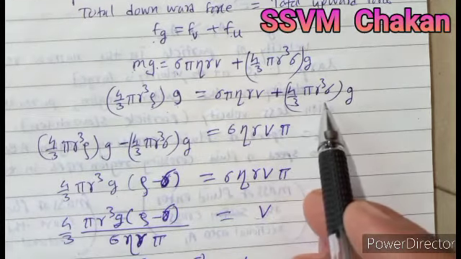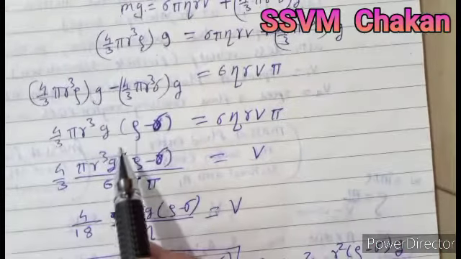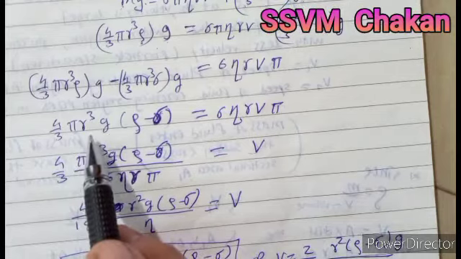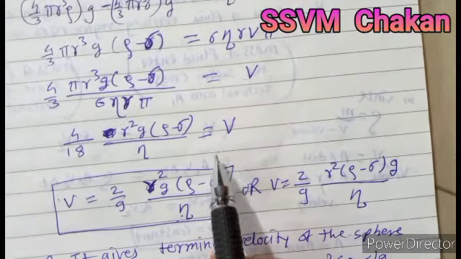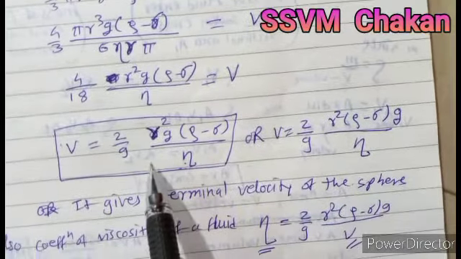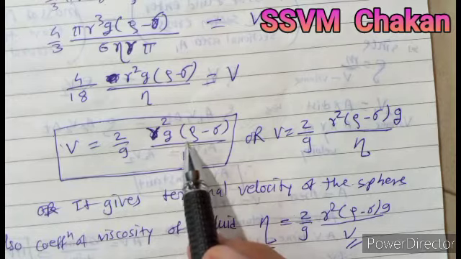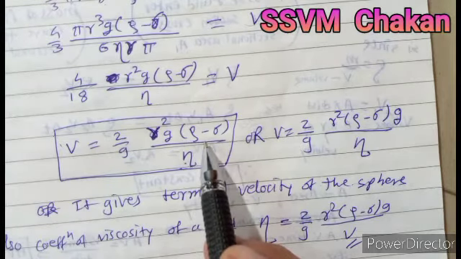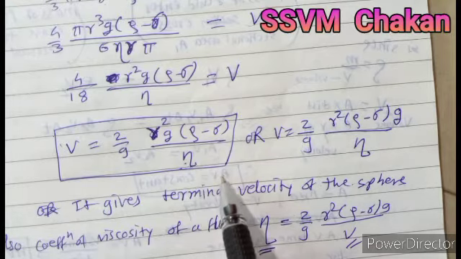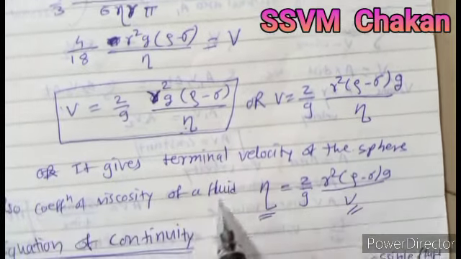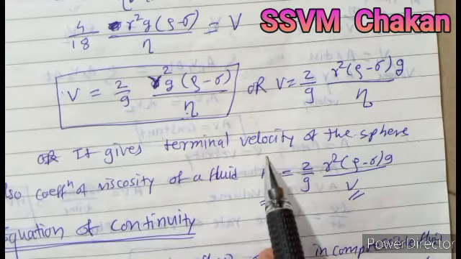Take 4 by 3 pi r cube sigma g to the left side and take the common factor 4 by 3 pi r cube g. Rearrange the terms. After that we get velocity v is equal to 2 by 9 r square g (rho minus sigma) divided by eta. From that you can calculate the terminal velocity of a sphere.